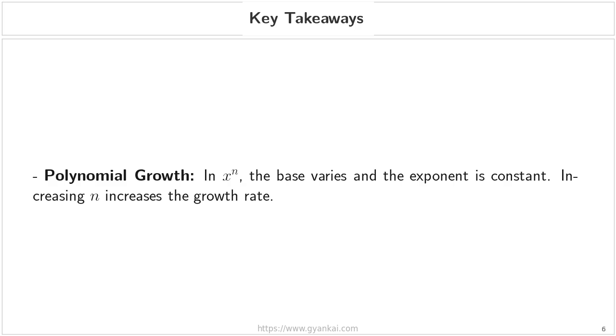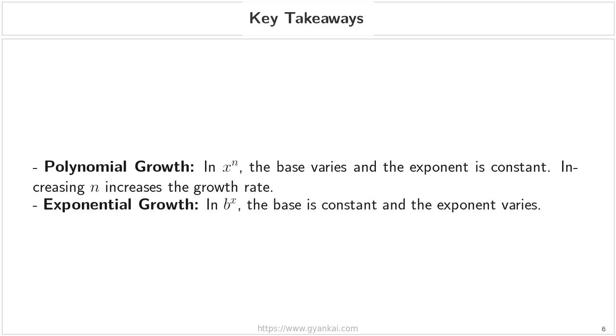As we observed in our earlier slides, increasing the value of this exponent, n, will increase the overall growth rate of the function. Next, we have exponential growth. In this case, the structure is flipped. In the expression b to the power of x, the base b is a constant value, and the variable x is located in the exponent. This shift in position is what creates the accelerating growth we discussed.